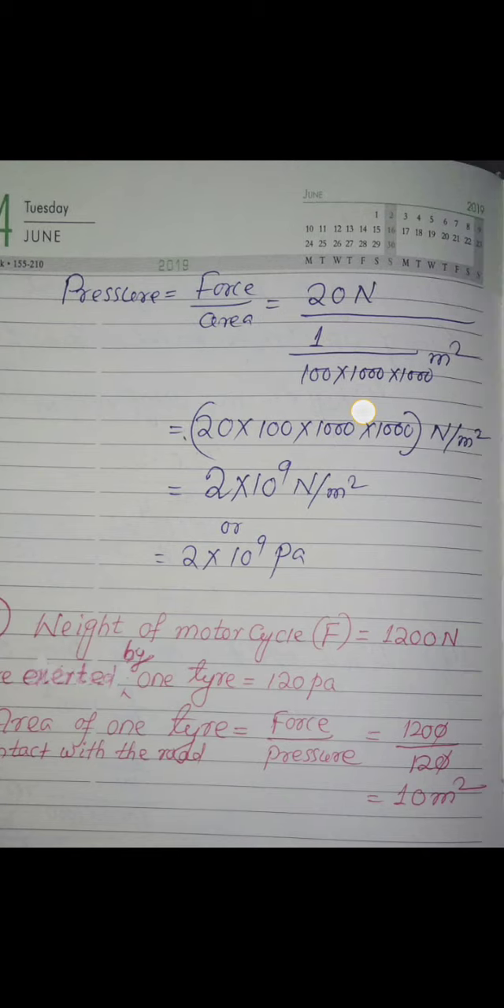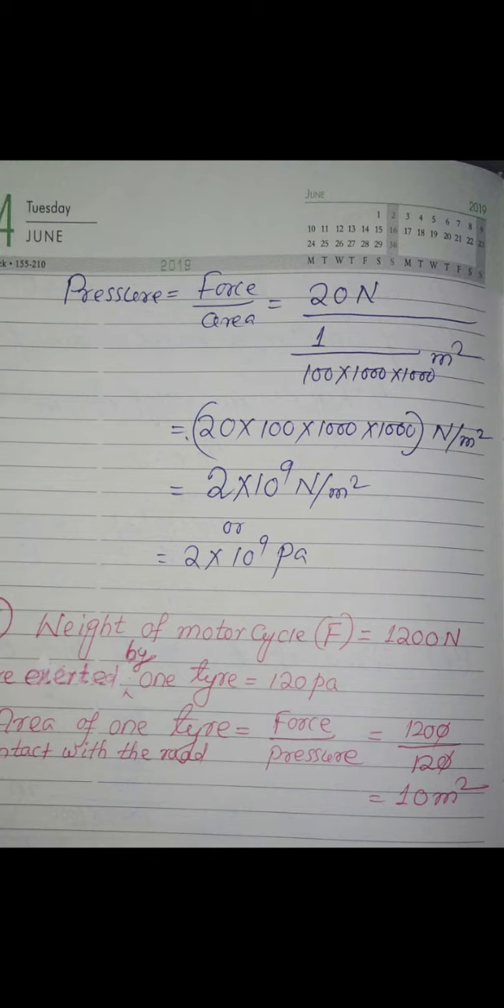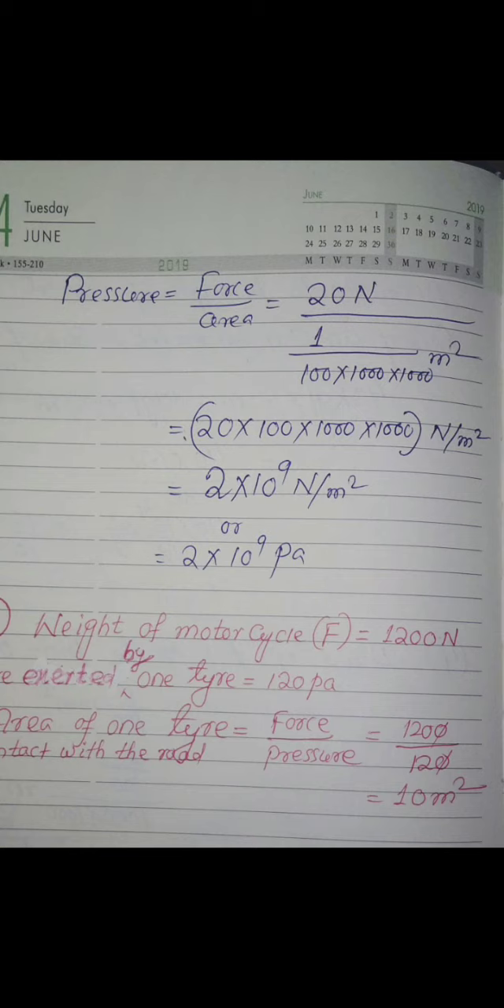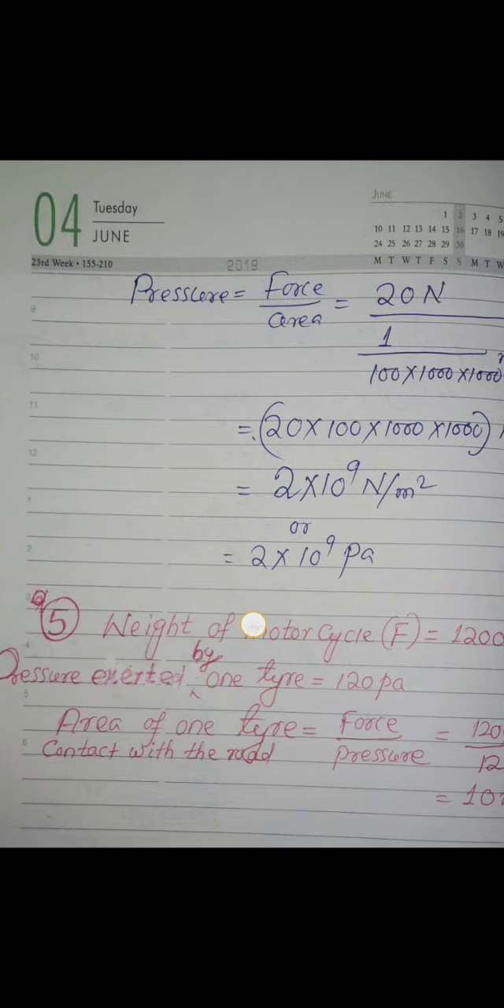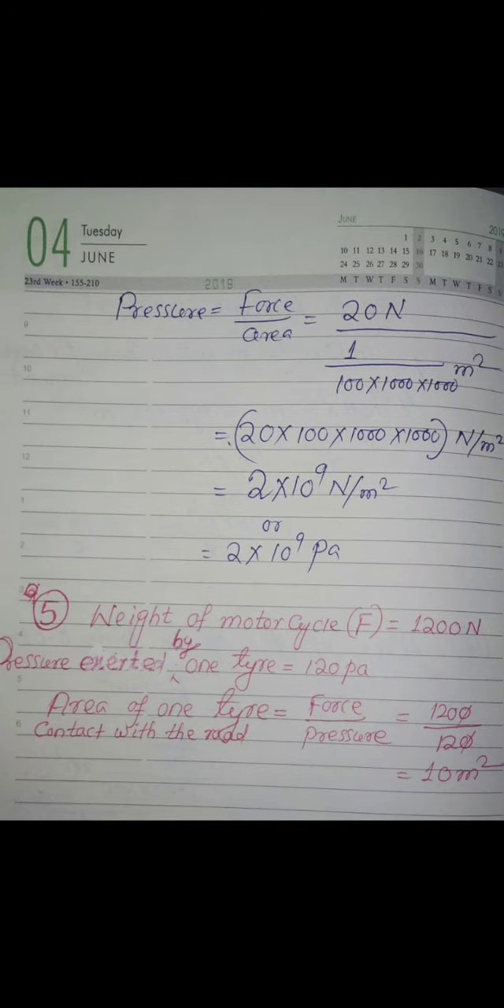That is equal to 20 into 100 into 1000 into 1000 Newton per meter square, or you can say that is Pascal. So you see 2 and how many zeros are there? 9 zeros are there. So you can write 2 into 10 to the power 9 Newton per meter square, or 2 into 10 to the power 9 Pascal. Now come to the next question, that is number 5.